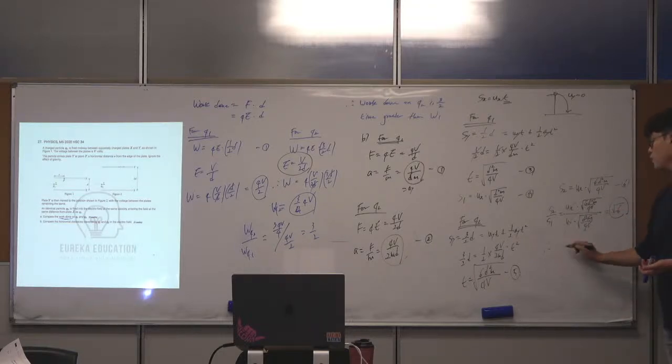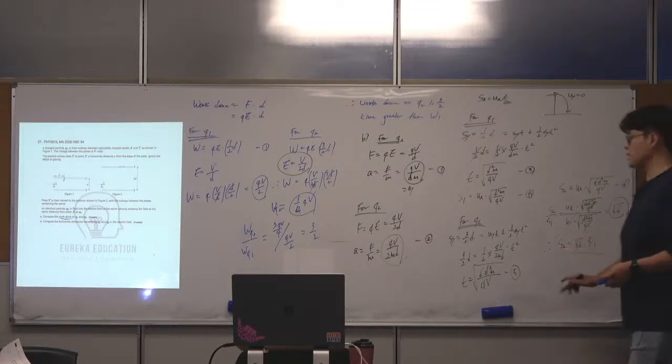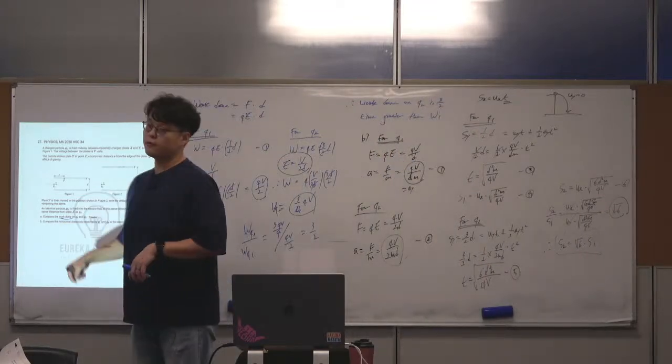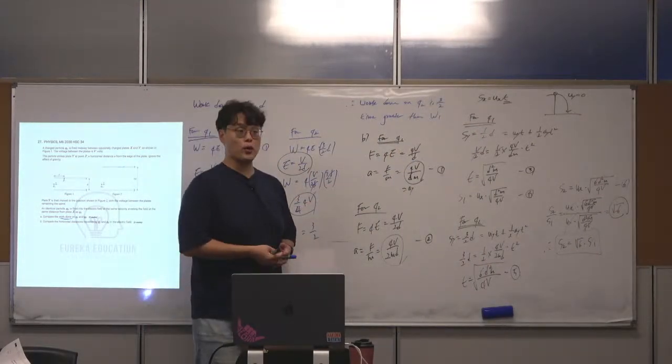Therefore S2 is root 6 times S1. This is the final answer. It means that the particle in figure 2, the Q2, will fly root 6 times the S1.